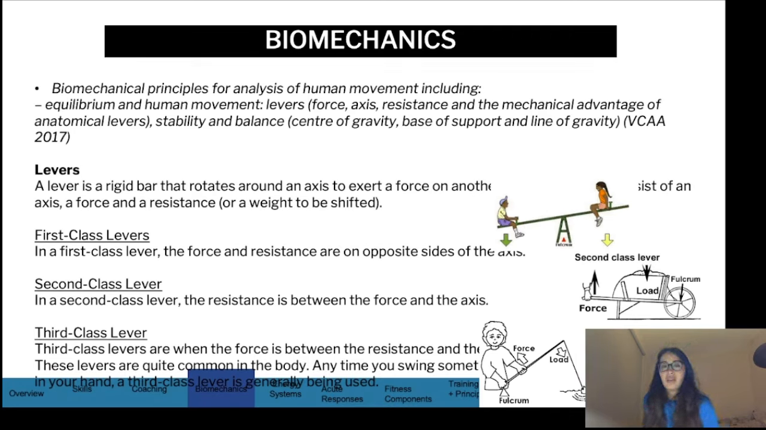Here's a little hack for the exam. If you're totally stuck, third class lever is the most common. So if you get given a picture and it asks what type of lever this is, the best bet is just to go with a third class lever.